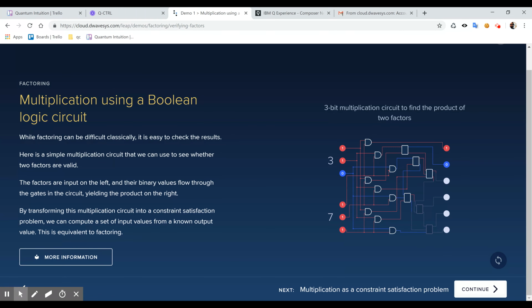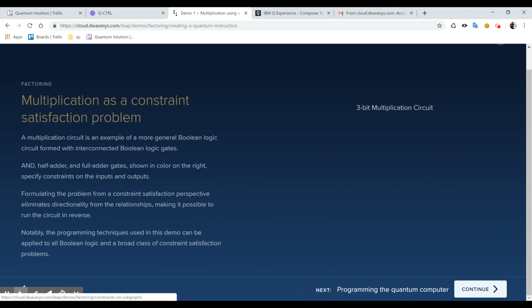So that's how you would implement that in a classical computer, with Boolean operators and ORs and all that stuff. It can be difficult classically. It is easy to check the results. Okay. So in binary 3 and binary 7, and then get 21. So that's a multiplication circuit. I understand that now. Okay, so it's not the factoring yet. That's how you multiply the numbers. Let's move forward.